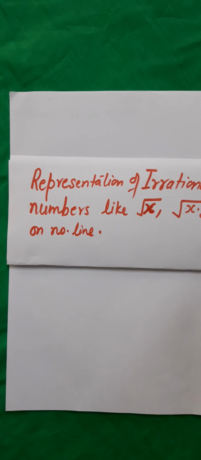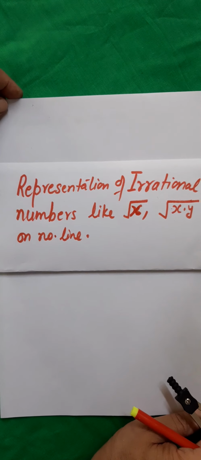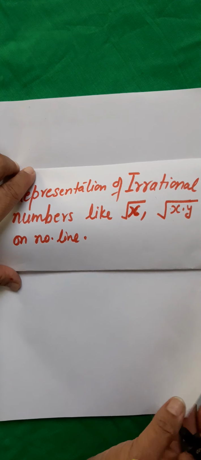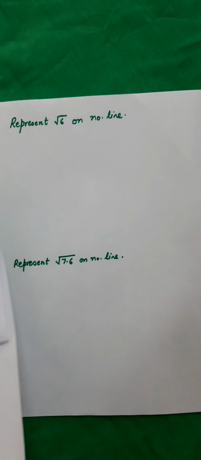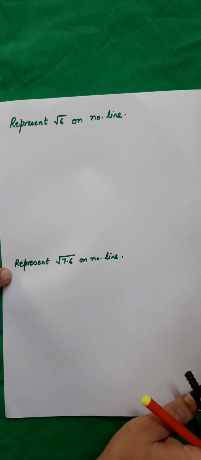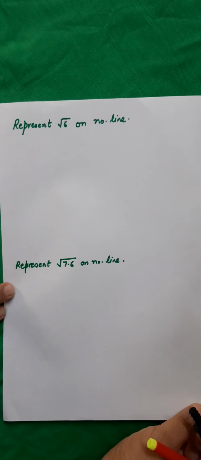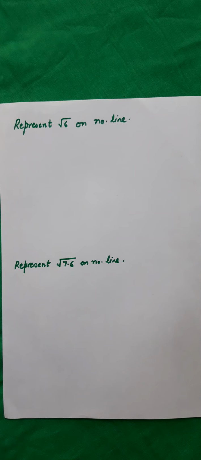Today we will learn about representation of irrational numbers like root x and root x point y on number line. For example, root 6, root 5.3, root 9.7 on number line. So we have picked up two questions for you today. Representation of root 6 on number line and representation of root 7.6 on number line with a very easy method.